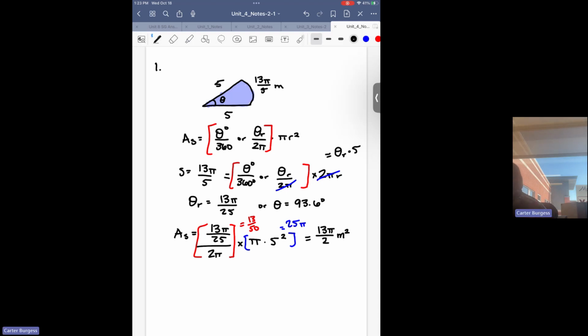Yeah, it should be the exact same, because the degrees and radians are both referring to the same angle. It is the angle that is a little bit more than a fourth of the way around the circle.